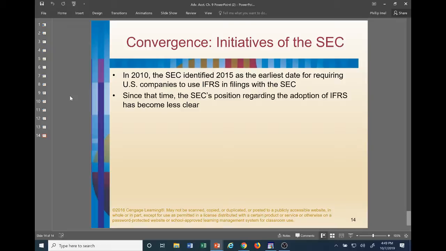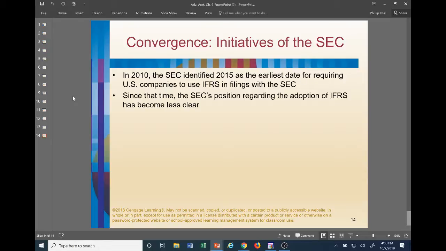So some of the convergence initiatives of the Securities and Exchange Commission. Now in 2010, the SEC adopted a timeline that anticipated 2015 as the earliest date the SEC would require U.S. companies to use IFRS in filings with the SEC. Since that time, the SEC's position regarding the adoption of IFRS has become less clear. Now, in spite of this uncertainty, it is interesting to note that the SEC has agreed to accept financial statements from foreign registrants prepared in accordance with IFRS without reconciliation to US GAAP, as we just discussed on the previous slide.